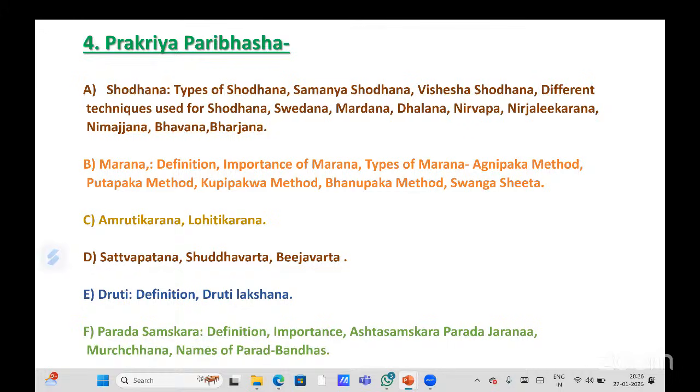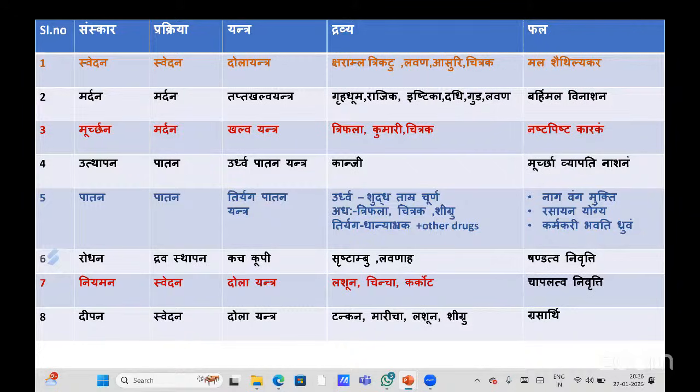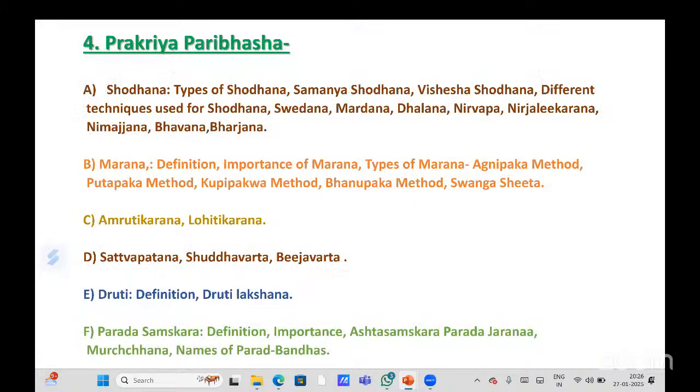They may ask the concept of Amrutikarana and Lohitikarana for 5 marks, or the Sattopatana concept for 5 marks, or the concept of Dhuti for 5 marks. Okay, so in relation with Samskara, Astavida Parada Samskara, you have to define the Samskara. "Samskaro hi nama gunanta danam uchyate", you have to write that one. And the importance of Astavida Samskara and the names of those 8 Samskaras.